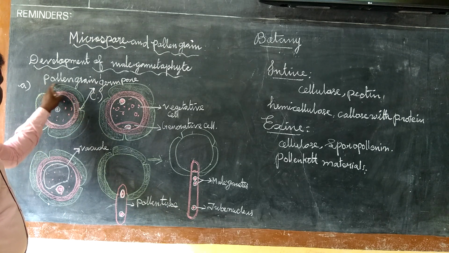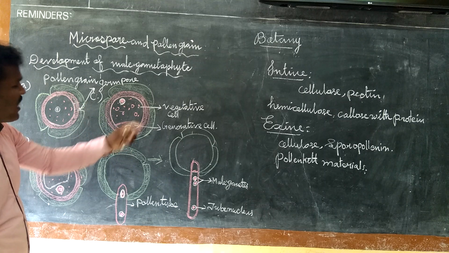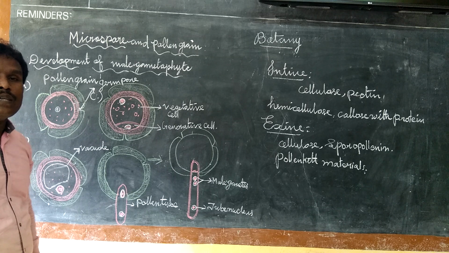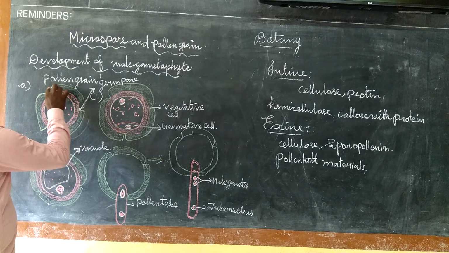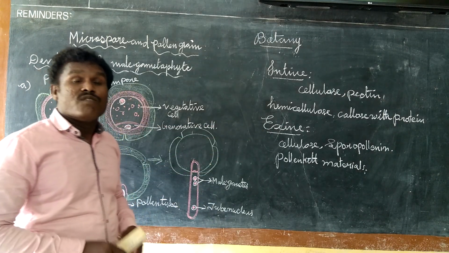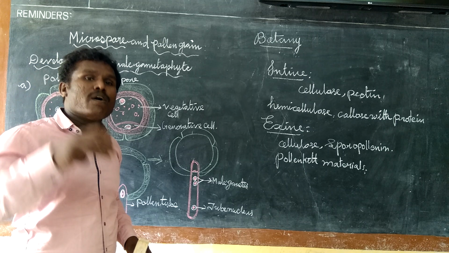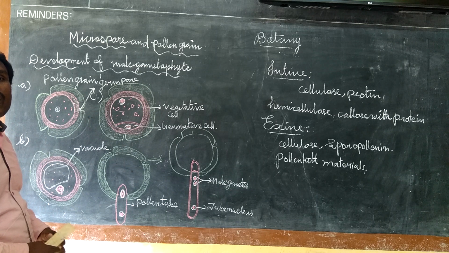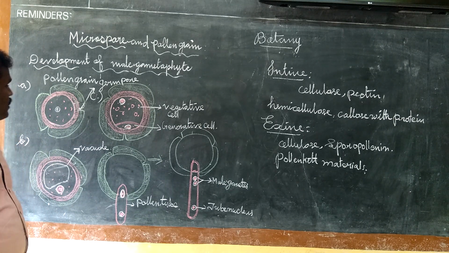Now look at the outer membrane of the exine layer. The outer membrane of the exine layer is sculptured. It may be smooth. Sometimes the pollen exine layer may be smooth, or sometimes it may be punctuated, or sometimes it may be grooved. Based on the outer membrane of the exine layer, we are able to identify the name of the plant. So this exine layer is helpful for plant identification.